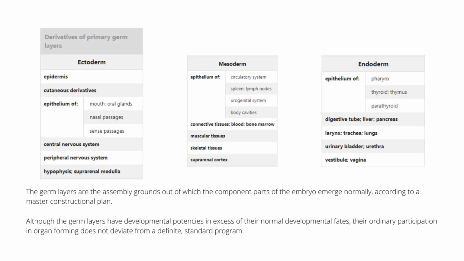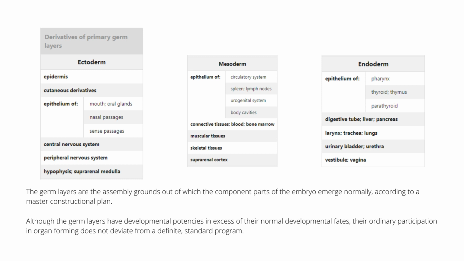Here are the germ layers. They are not segregated sheets whose cells have predetermined, limited capacities and inflexibly fixed fates in carrying out organ-building activities. Rather, the layers represent advantageously located assembly grounds out of which the component parts of the embryo emerge normally, according to a master constructional plan that assigns different parts to definite spatial positions and local sites.